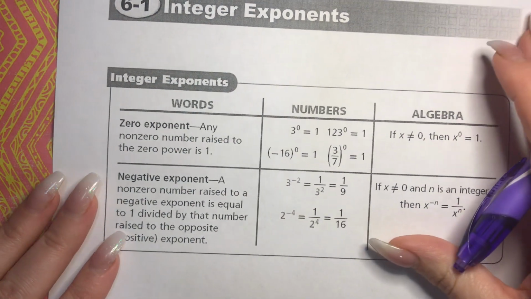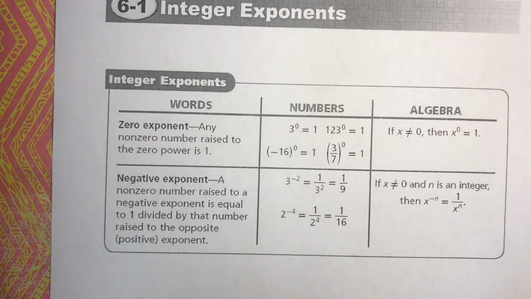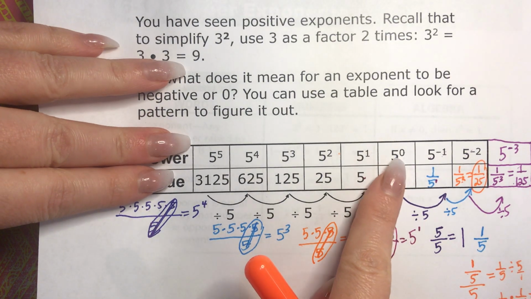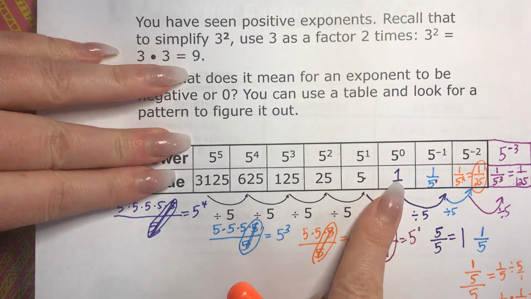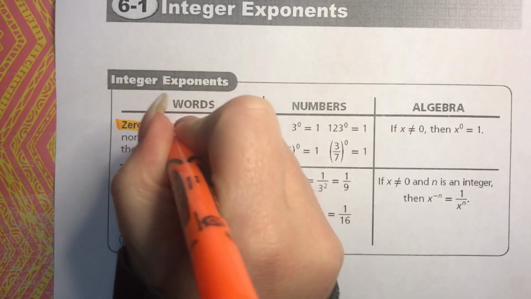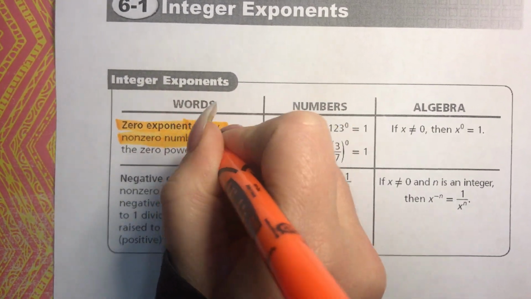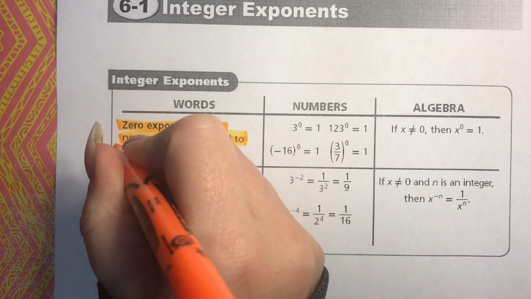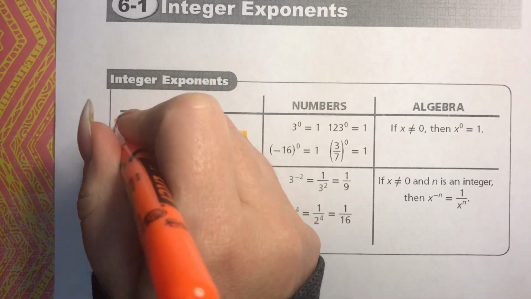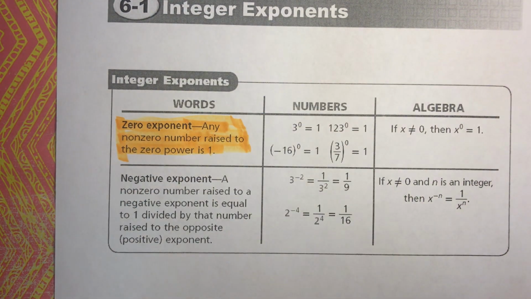Okay, so there's two kind of rules, theorems here. The first one is dealing with that 0 in the exponent. 5 to the 0, well, we said it's 1, and that's really just 0 exponents are any non-zero number, so it can't be 0, it's just anything besides 0, raised to the 0 power is 1. That is the rule that you always have to remember.